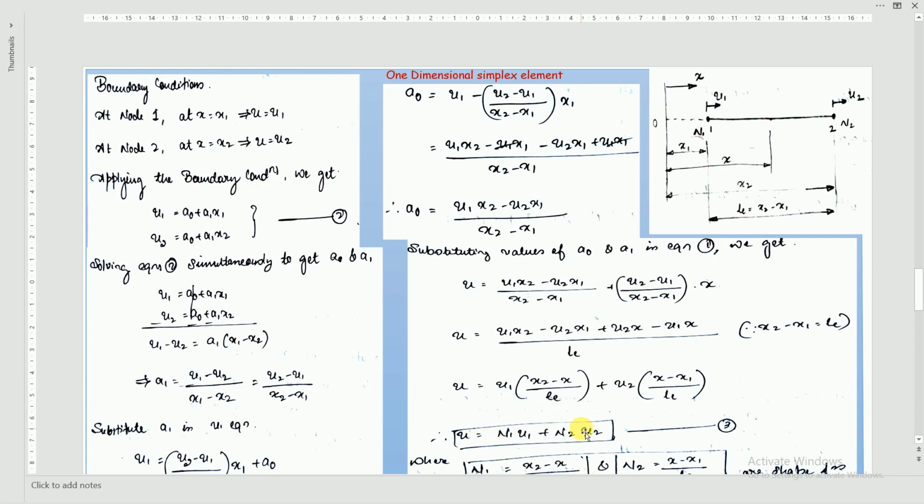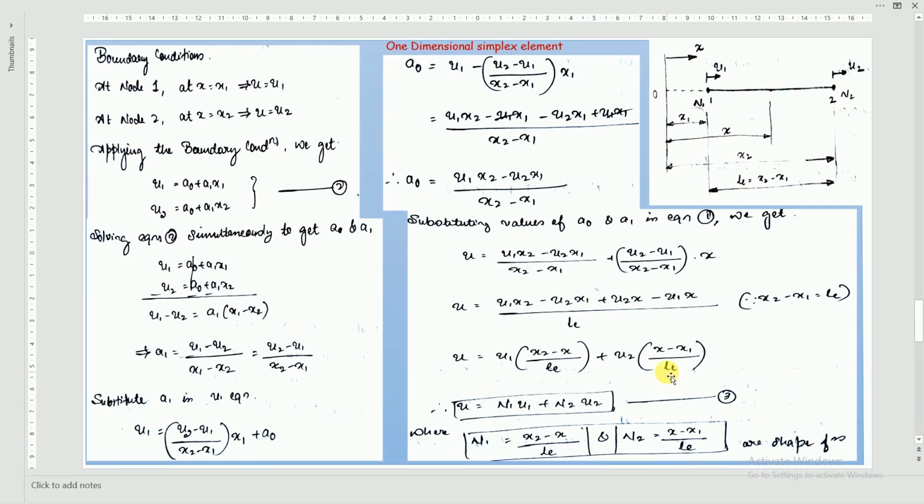Okay, shape functions n1 and n2. So this is also your polynomial function only, your interpolation function only, but in terms of shape functions n1 and n2. There it was in terms of the polynomial function and in terms of global coordinate x. Now the same equation, after applying the boundary conditions, you got it in this fashion, in terms of shape functions n1 and n2.